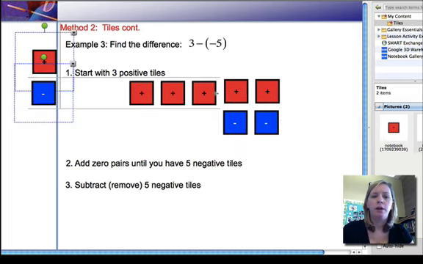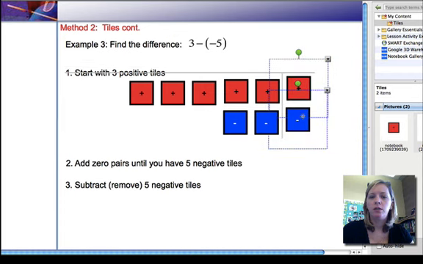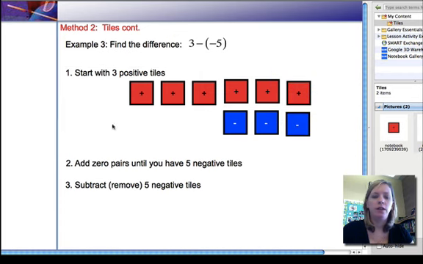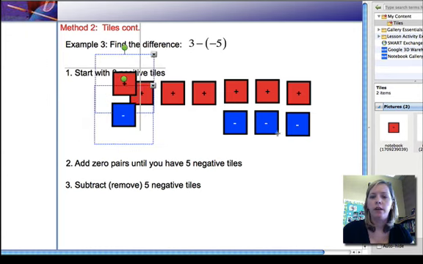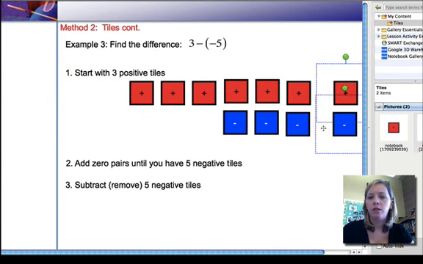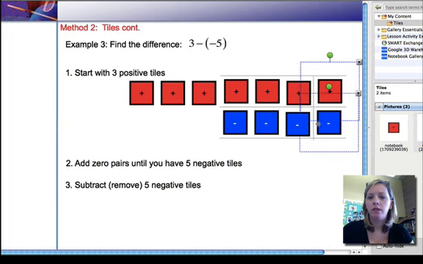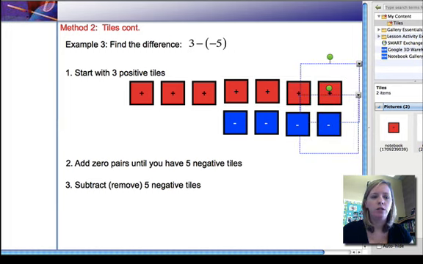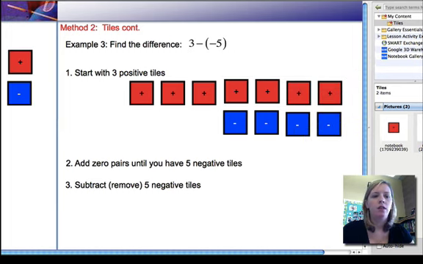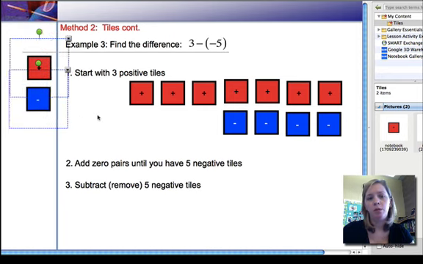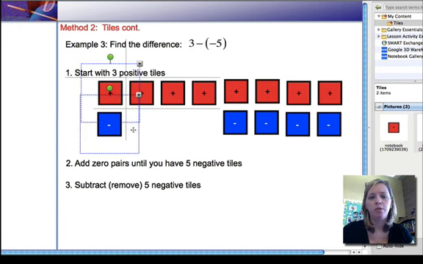There's another 0 pair. Put that over here. Now I have 3 negative tiles. One more. Boom. Now I have 4 negative tiles. I need one more 0 pair. Doesn't really matter where you put it. I'm going to put it at the front because I'm almost out of room.